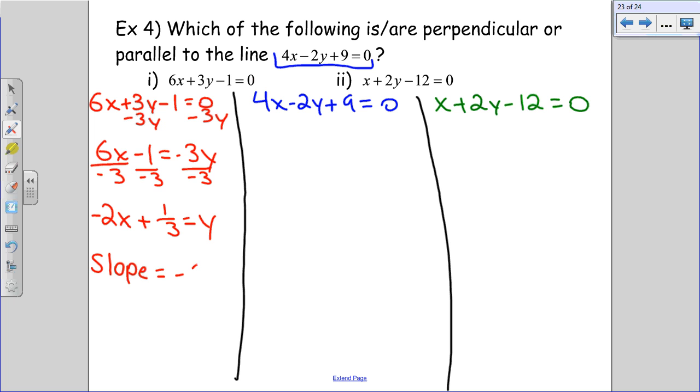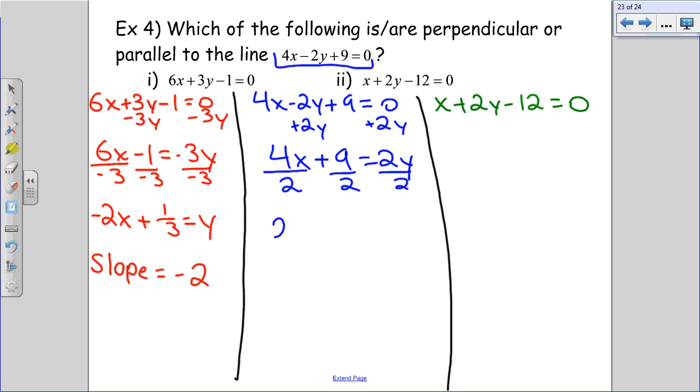I need to add 2y to both sides. That gives me 4x plus 9 equals 2y. I then have to get rid of the 2 so that y is all by itself. I have 2x plus 4.5 equals y. What's the slope of this line? It's just 2.